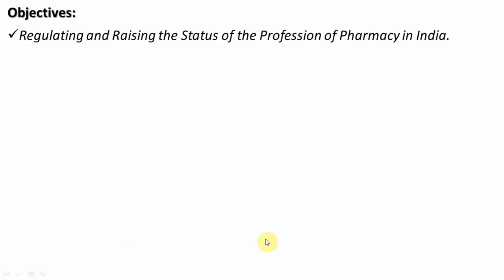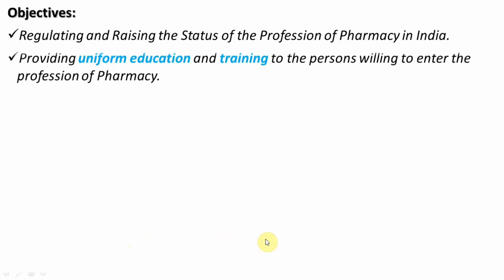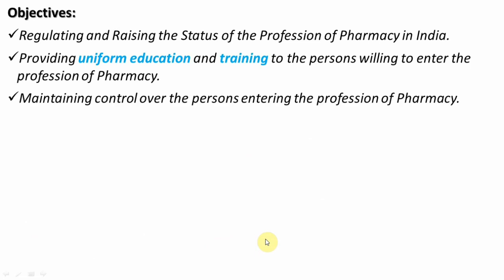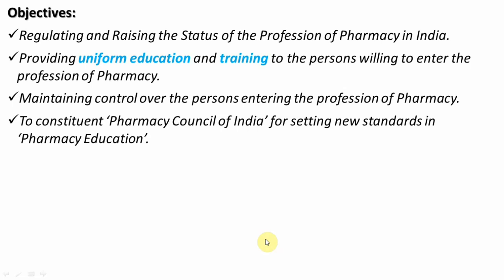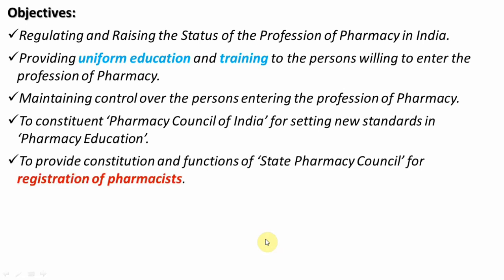The next topic is the objectives of the Pharmacy Act. First, regulating and raising the status of the profession of pharmacy in India. Then, providing uniform education and training to the persons. Then, maintaining control over the persons entering the profession of pharmacy. Then, constituting the Pharmacy Council of India for setting new standards in pharmacy education. Then, to provide the constitution and functions of the State Pharmacy Council for registration of pharmacists. Then, regulating the activities of pharmacists.